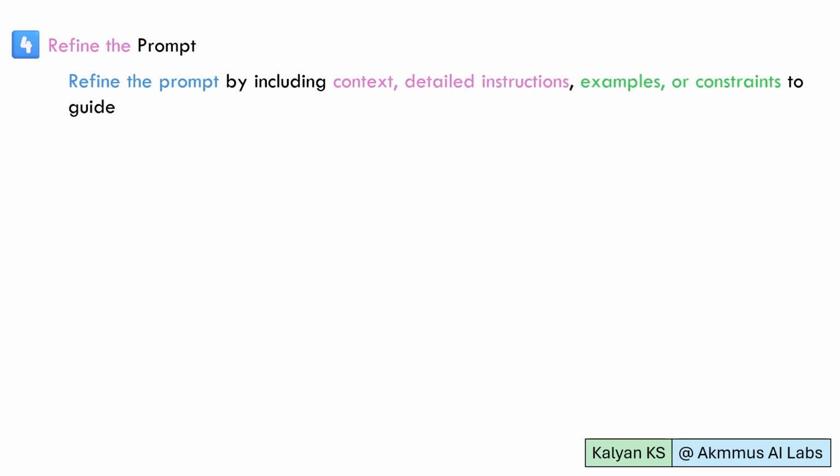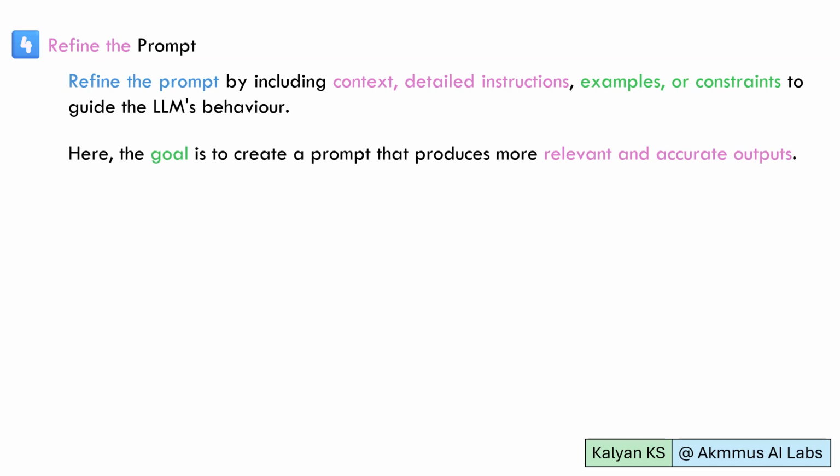The fourth step in prompt engineering is refining the prompt. Based on the prompt output evaluation, refine the prompt by including context, detailed instructions, examples, or constraints to guide the LLM's behavior. Here, the goal is to create a prompt that produces more relevant and accurate outputs.